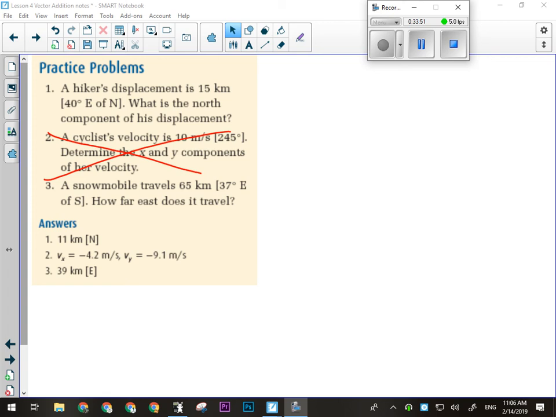I want you guys to try questions 1 and 3. We're not doing 2 because it uses the rectangular coordinate system, which we don't use. So you got a hiker's displacement being 15 kilometers, 40 degrees east of north. We want to know what the north component of his displacement is. That is, if he does that, how far north does he end up? And for question number 3, you got a snowmobile traveling 65 kilometers at 37 degrees east of south. You're just trying to find out how far east it goes during that time. So finding X components or Y components, based on the vector and its triangle.